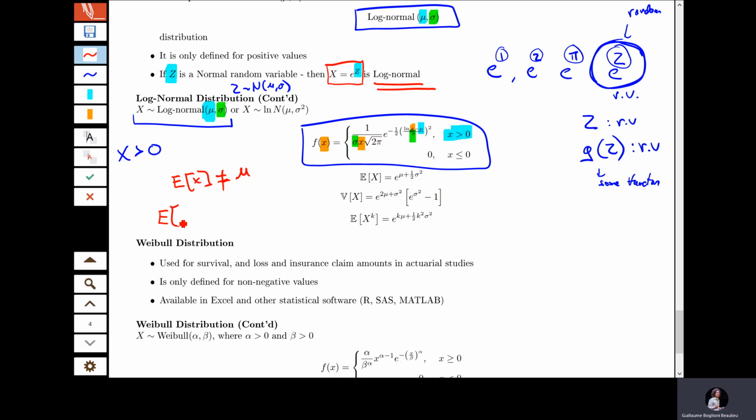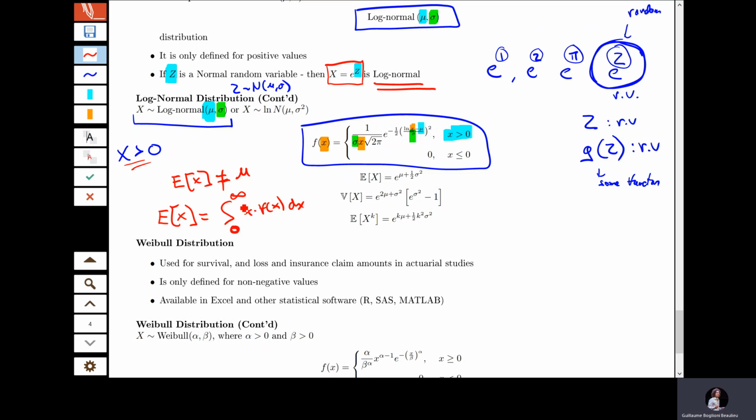What I mean by that is, if you want to compute the expectation of x, you need to do as we always do. You integrate from 0 to infinity, 0 because you know it's a non-negative random variable. You need to integrate x times this whole expression, and you see that this whole expression contains some sigma and some mu.